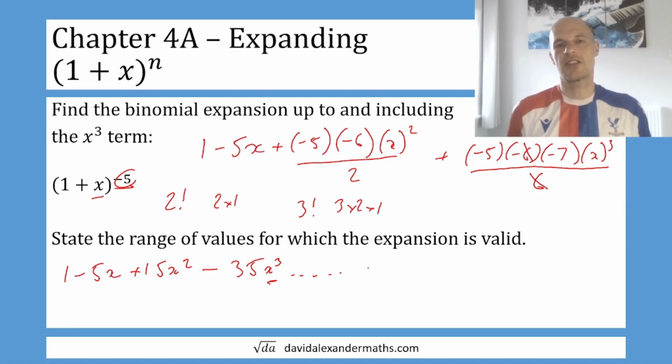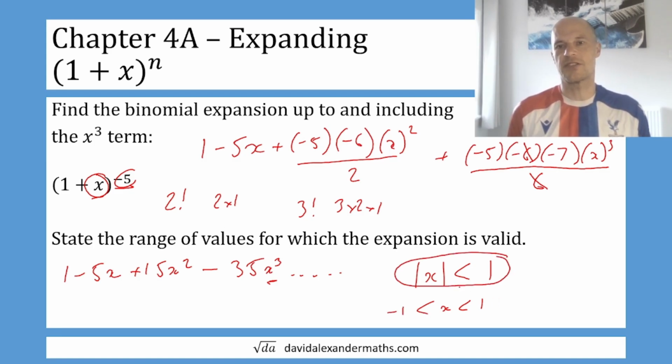And sometimes you get asked the range of values for which the expansion is valid, so it doesn't work with any value of x, only certain ones. So here, as it's singular x, we just write that the modulus of x must be less than 1. What that means is x is between 1 and -1. But you can just write the modulus of x is less than 1. That's kind of a standard answer for this one. If it's an x here, just put modulus of x is less than 1 and you're done.